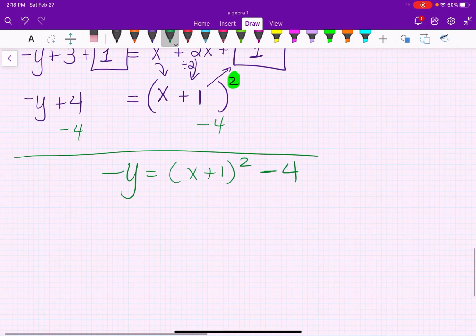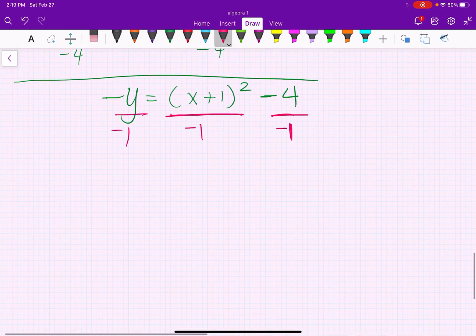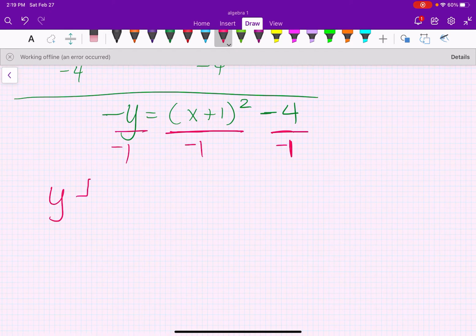I'm going to now get rid of that. I'm going to divide this by negative 1, and then this is its own term. So we can divide that only by negative 1, and this is its own term. So be careful there. So now we have y equals negative 1 times x plus 1 squared plus 4.